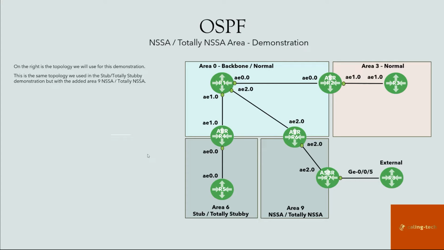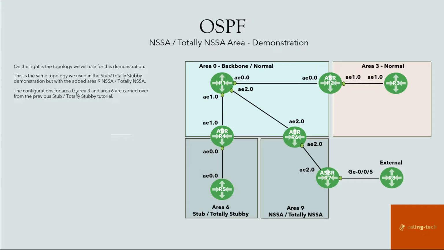Hi and welcome everybody to this OSPF NSSA Totally NSSA configuration demonstration. On the right is the topology we're going to use for this demonstration, and it's the same topology we used in the Stub Totally Stubby demonstration, but with the added Area 9 NSSA and Totally NSSA. So what that means is we're going to configure it as an NSSA initially, and then turn it into a Totally NSSA and show you how to do that.